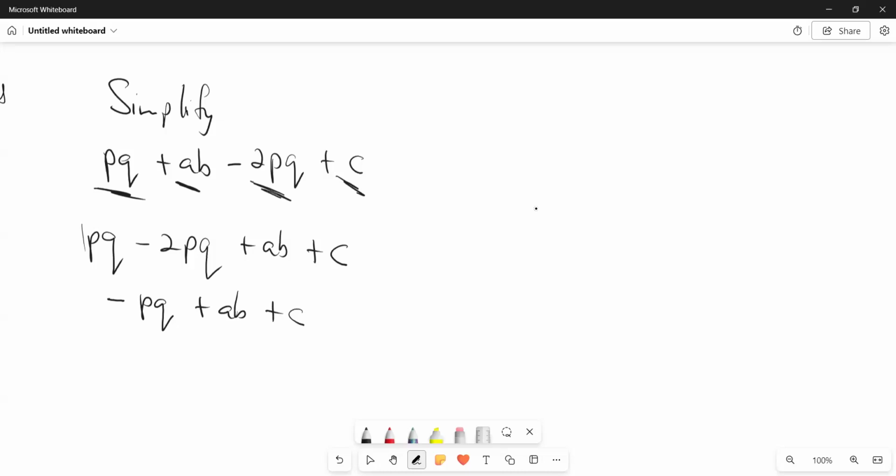Some textbooks, because they don't like a negative sign sticking out there, you can see them do this: AB plus C minus PQ. Put that at the end. You can put it in the middle too. You can have it as AB minus PQ plus C. No problem. You're looking for similar terms, right? You're looking for similar terms.